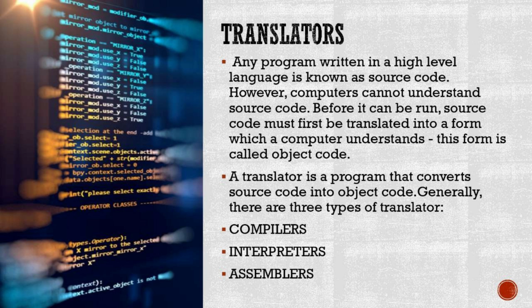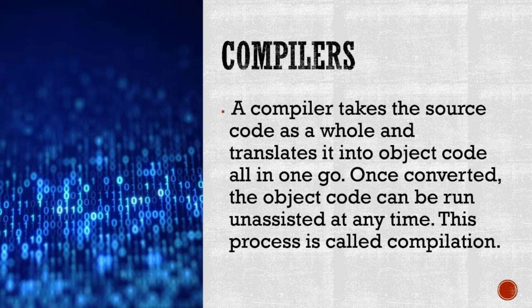A translator is a program that converts source code into object code. Generally, there are 3 types of translator. 1. Compilers. 2. Interpreters. 3. Assemblers. Compilers. A compiler takes the source code as a whole and translates it into object code all in one go. Once converted, the object code can be run and executed at any time. This process is called compilation.